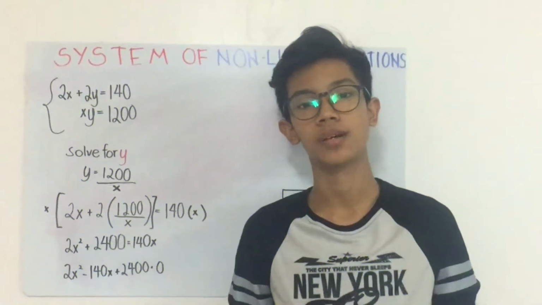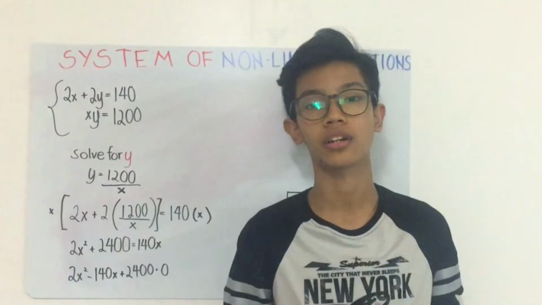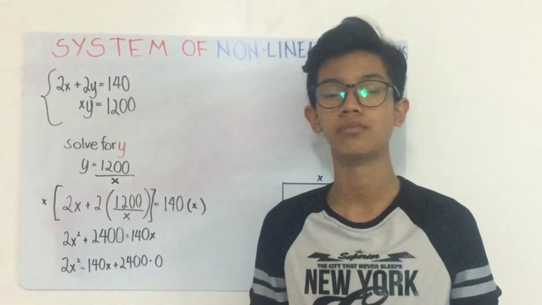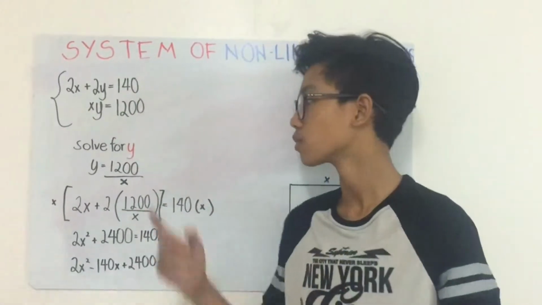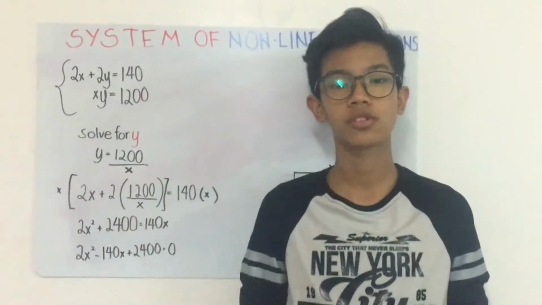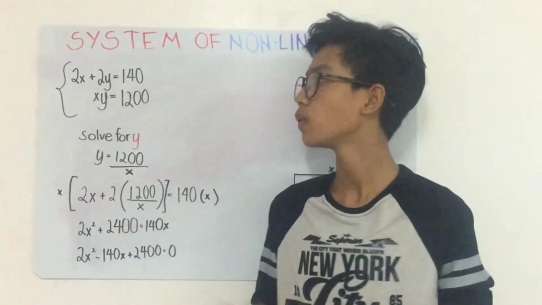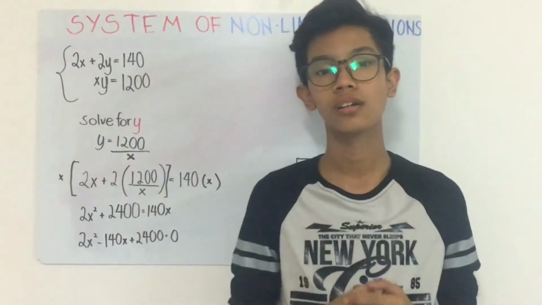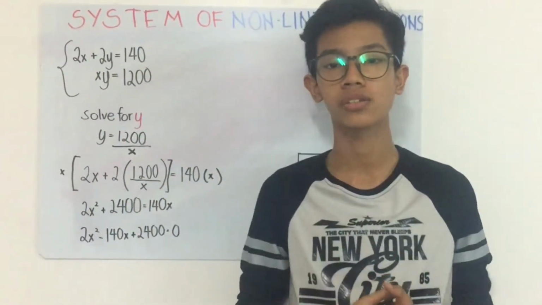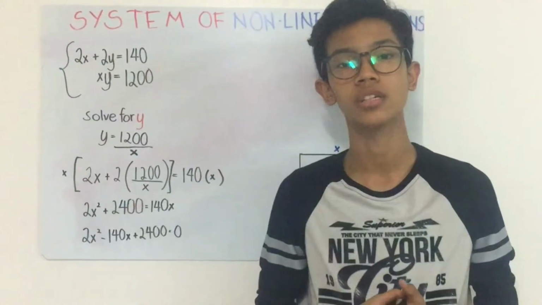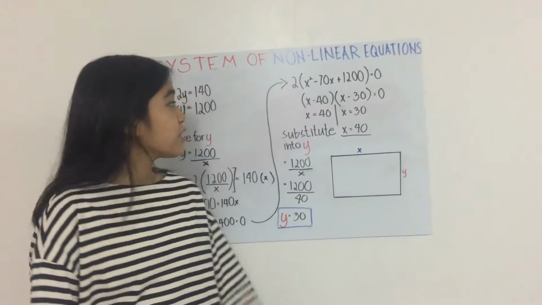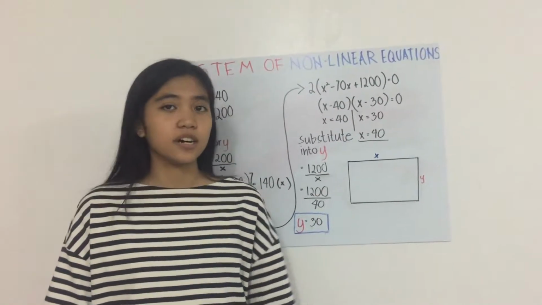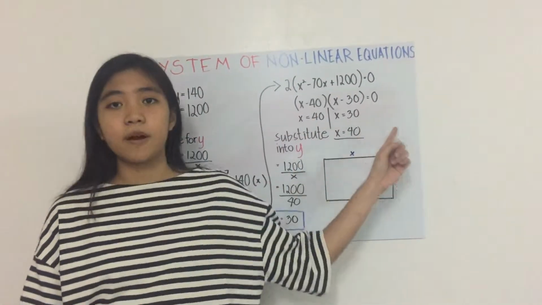For our third step, we solve the system of nonlinear equations. Use the substitution method in solving the system of equations. First, we must solve for y. Substitute the value of y in equation 1 to solve for x. Multiply both sides of the equation by x. Set the equation equal to 0. Factor out 2 on the left side of the equation, and solve for x using the zero product property.